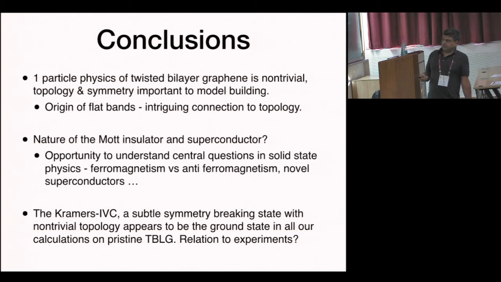And finally, I talked about this Kramers IVC. It's a very subtle symmetry breaking state. It has non-trivial band topology, which could be important for what happens when you dope this system. And there are many questions about how it relates to experiment. If this is really the ground state, how does it square with all the different experiments that people have already done on this material?